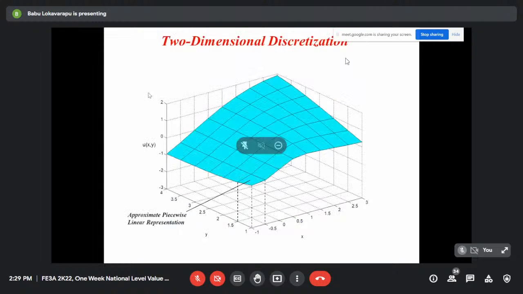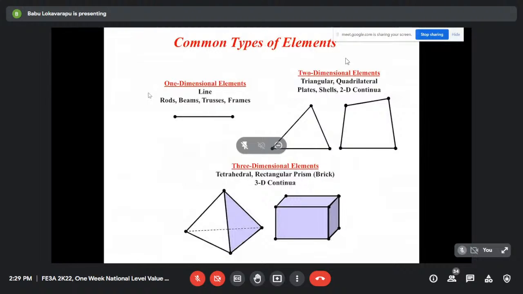And this is how we are going to do the discretization. These are the elements. For one-dimensional elements, line element, rods, beams, trusses, frames, you can take this. This is node 1, node 2, 2 degrees of freedom. For two-dimensional elements like triangular, quadrilateral, plate, shell, 2D continua, we can take these elements. For 3D, we can take tetrahedral, rectangular prism, for 3D continua. You need to select these elements based on the type of problem you are going to solve.